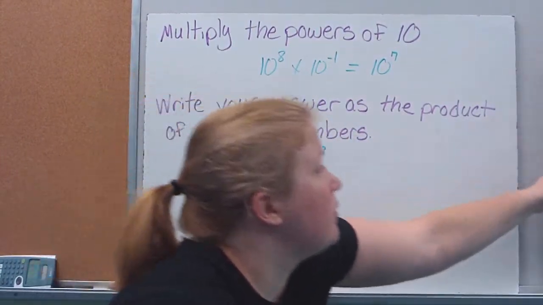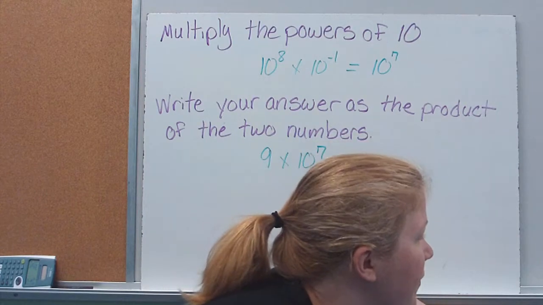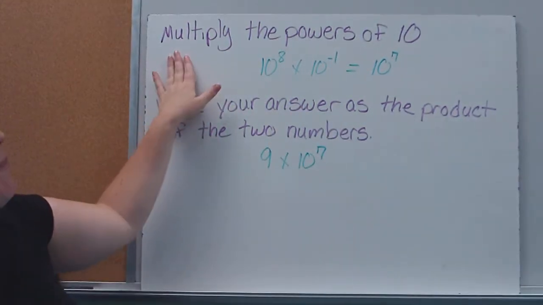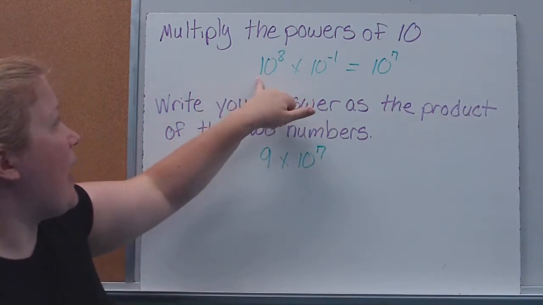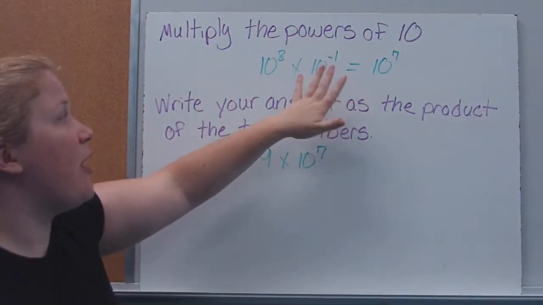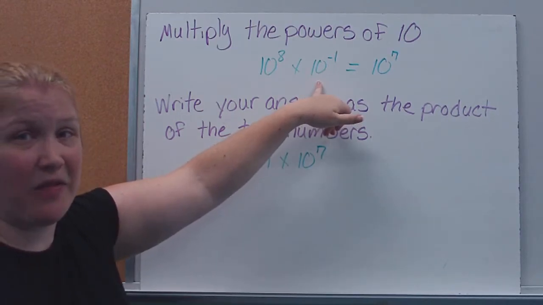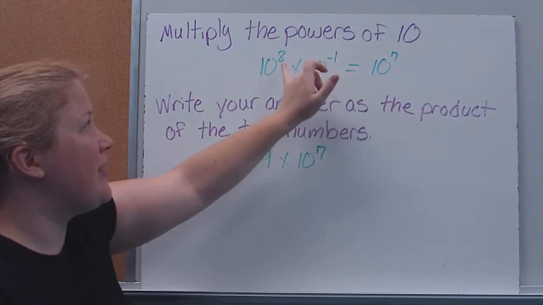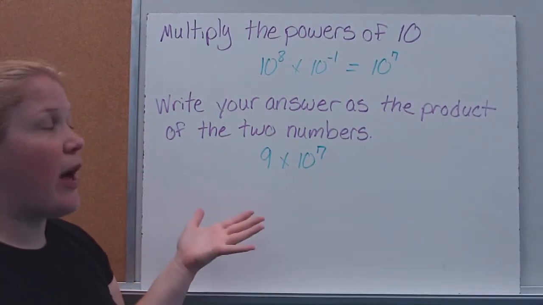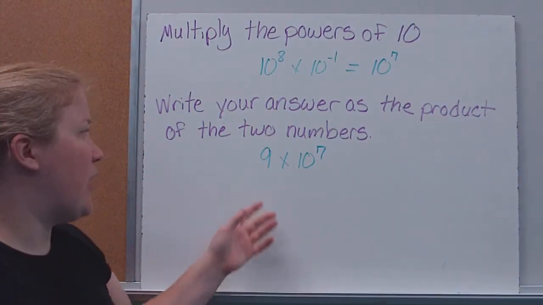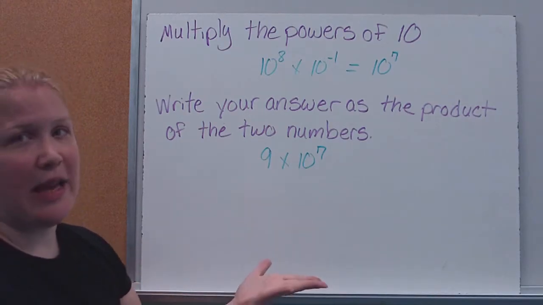Then from there, we're going to, again, multiply our powers of 10 now. So I have 10 to the 8th, which was my original number. Now I'm going to multiply it by that 10 to the negative first that I got. So we keep our base. 8 plus negative 1 gives me a 7. So I'm going to write my answer as the product of two numbers, or keep it in scientific notation. So I wind up with 9 times 10 to the 7.